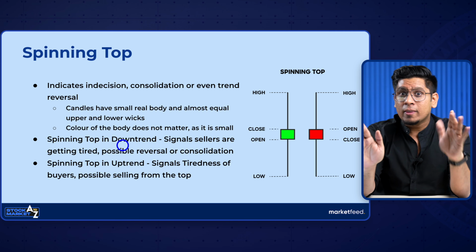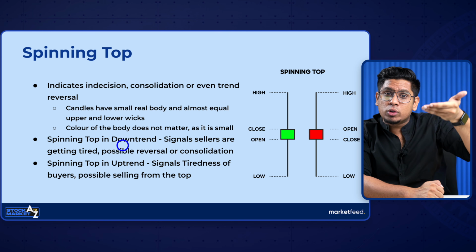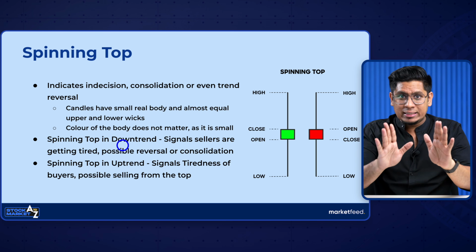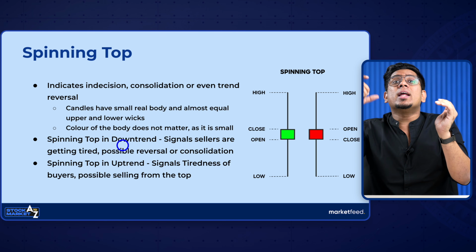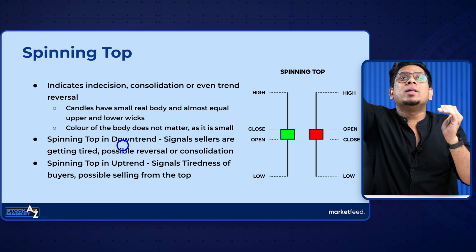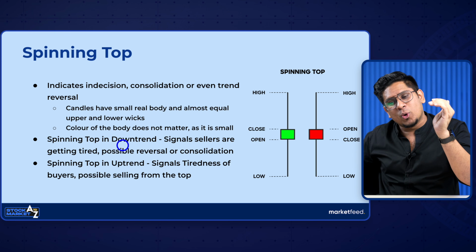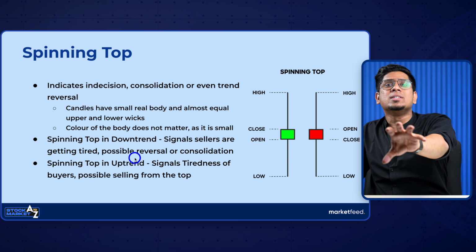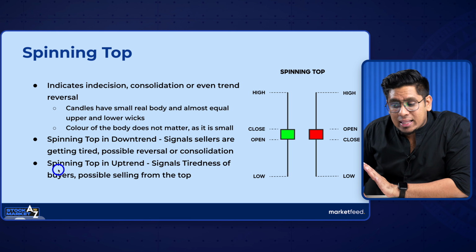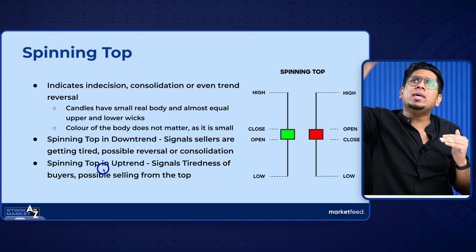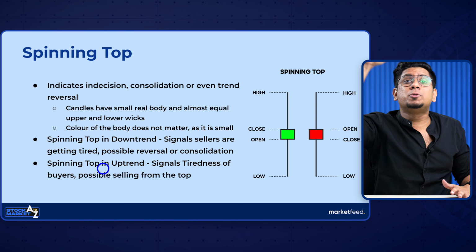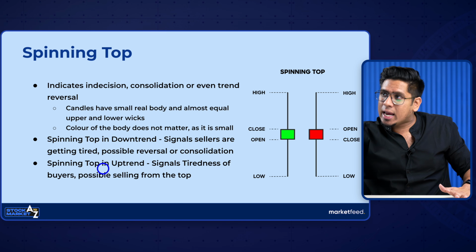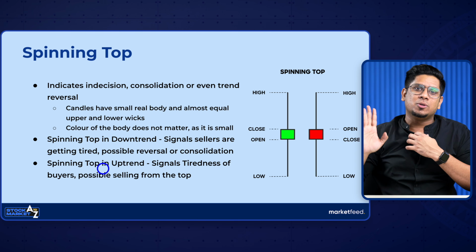You understand the story? There was a downtrend, which means that a lot of selling was happening. All of a sudden, there is a spinning top, which means that the sellers are not interested in selling anymore. So it means that there can be either consolidation here. Then we need a candlestick which can tell us, okay, now maybe the trend has reversed or the trend is continuing on the lower side. Spinning top in downtrend signals sellers are getting tired, possible reversal or consolidation. Simple. Just like that, spinning top in an uptrend means that there was a lot of buying happening in the market. All of a sudden, spinning top comes, which means that buyers are not buying anymore. Which means that there can be consolidation there, after which there can either be a trend reversal or maybe the trend even continues. Very simple.